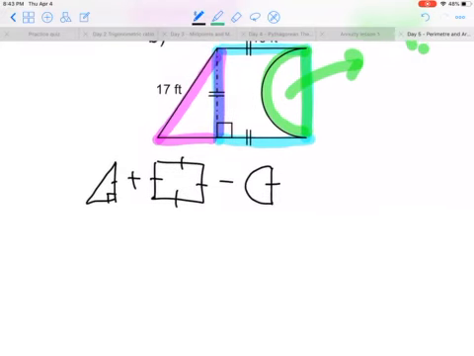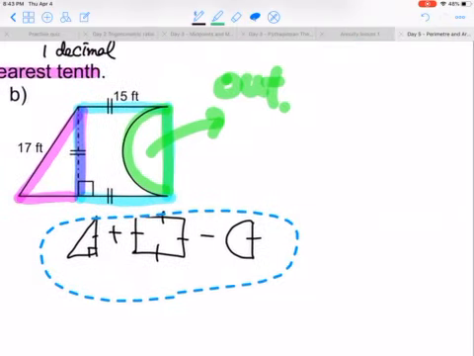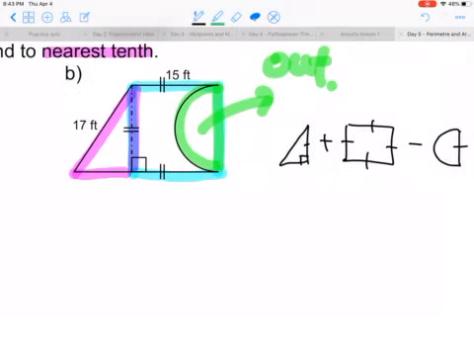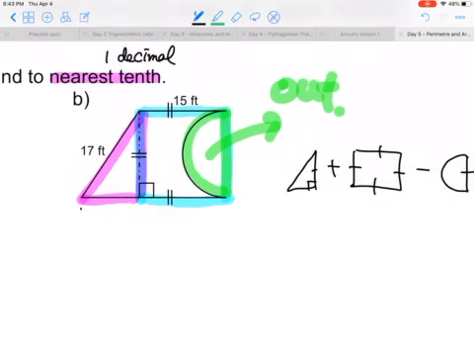So let's take a look at the triangle for now. I'm going to just move this one to the side so that we have more space. So in the triangle's area, we need the base. Now, do we know the base?